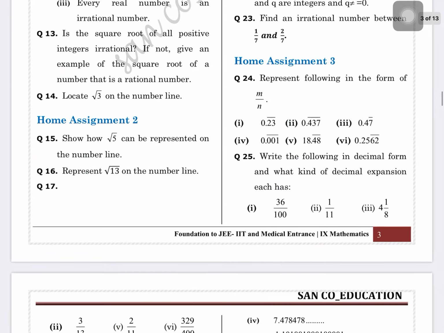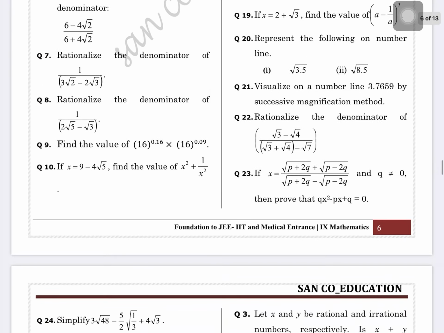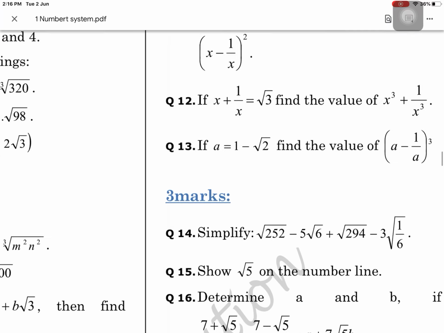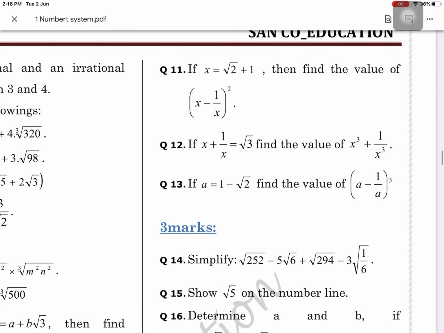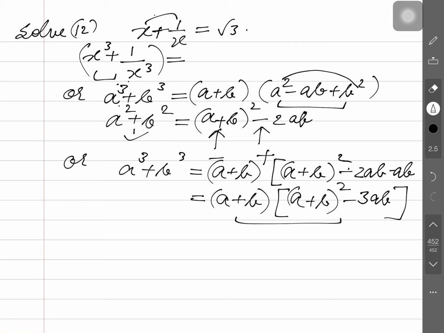Now come back, please, to the format. We reached up to here. So what is that? x plus 1 by x is root 3, so we have to find x cube plus 1 by x cube. Further it is to be solved. Carry on to the next, please.